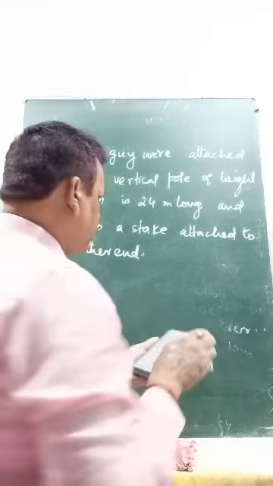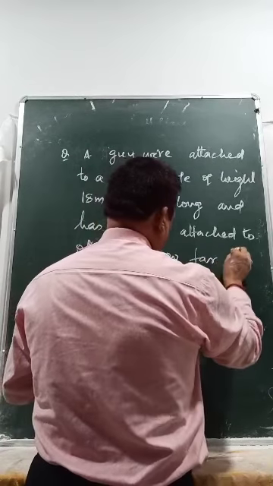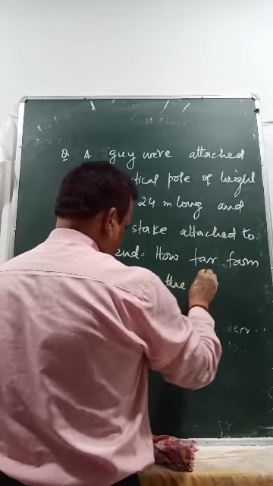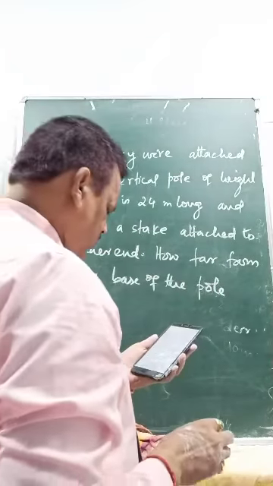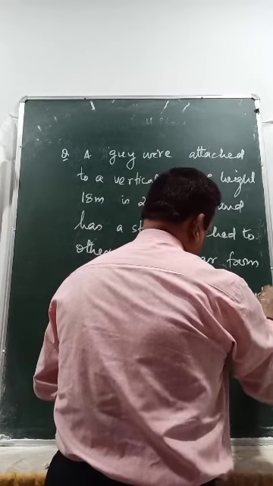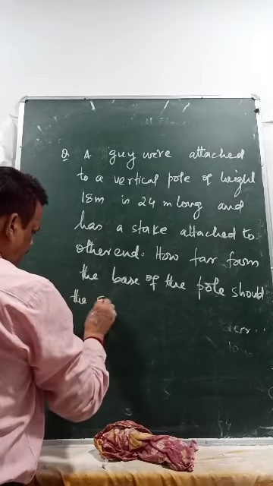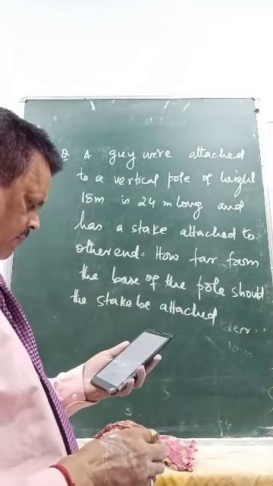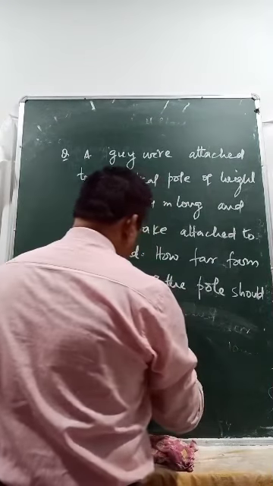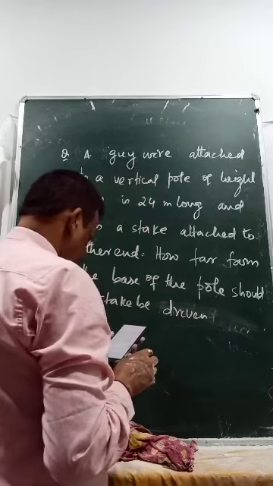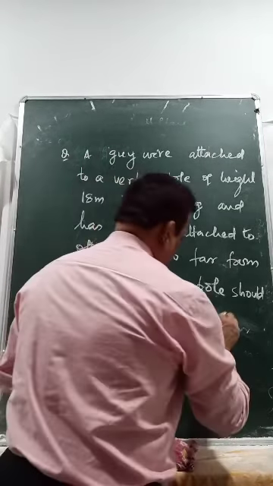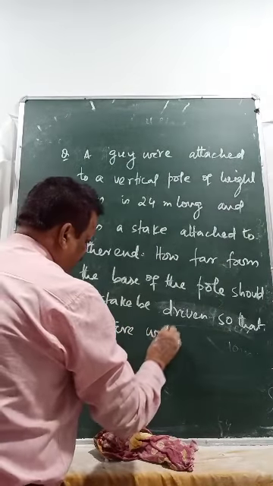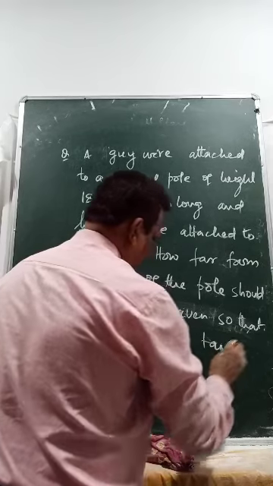How far from the base of the pole should the stick be attached? It should be driven so that the wire will be taut. Taut means it will be straight.